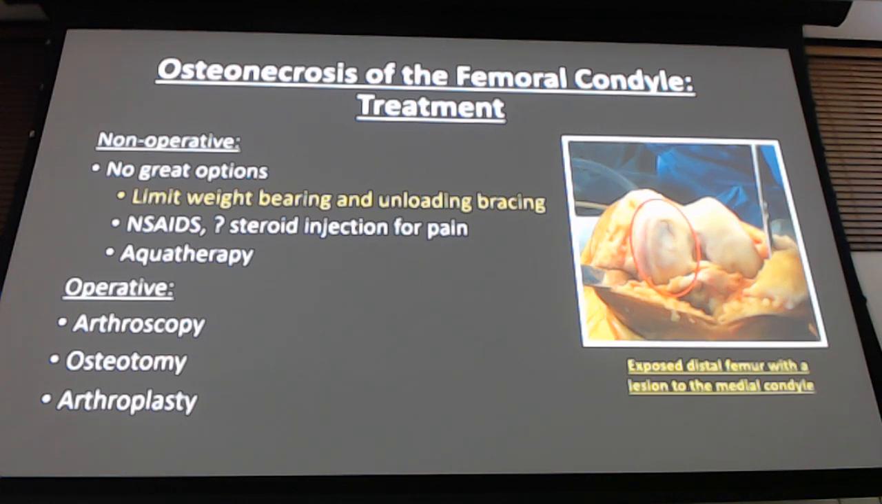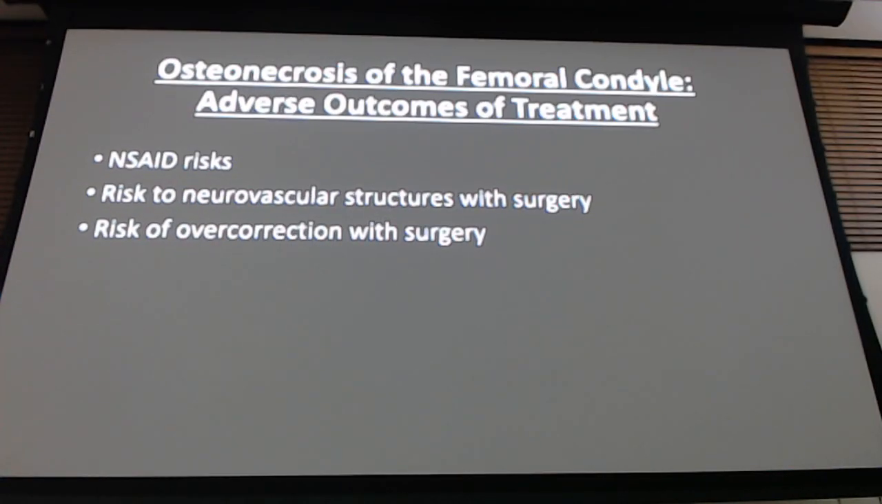Operative. Arthroscopy, this is not scoping for dollars. This is going in with a scope, doing certain things. Osteotomy, we talked about pelvic osteotomy before when it came to hip issues, right? This is breaking bone and moving things. Arthroplasty gets to end-stage disease. You can't really do much about it at this point. We just replace the entire joint. Good to go? Okay, risk of treatment, always NSAID risk.